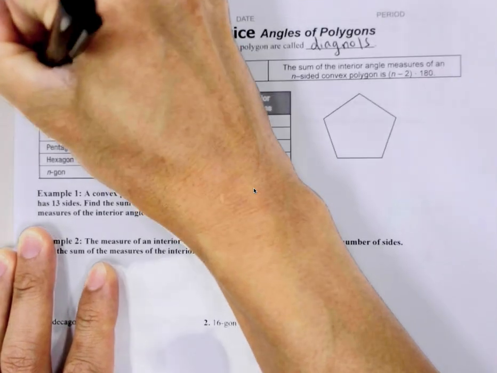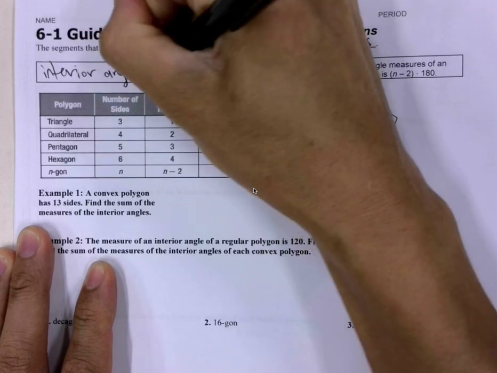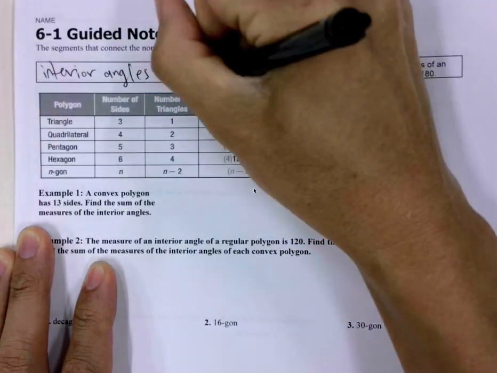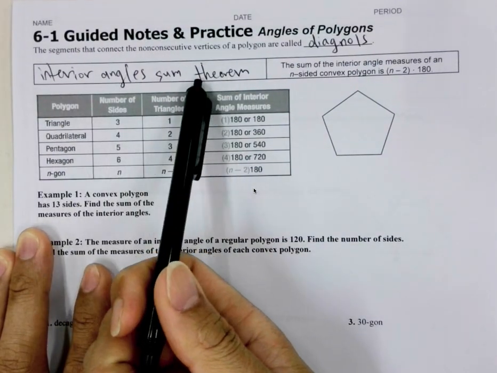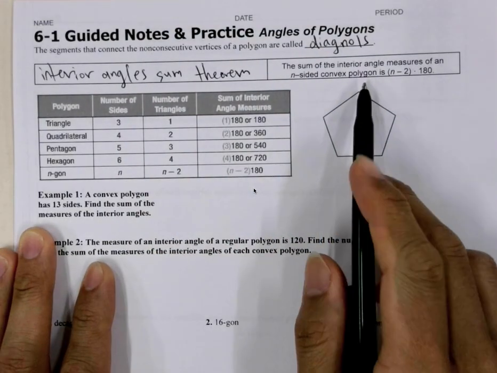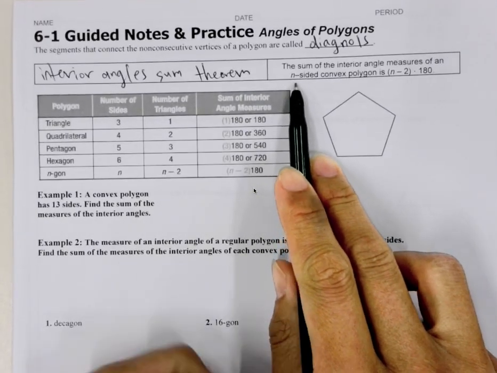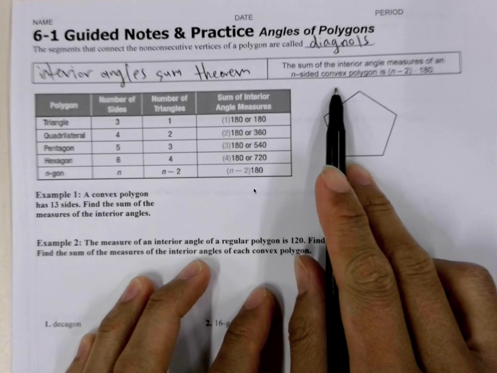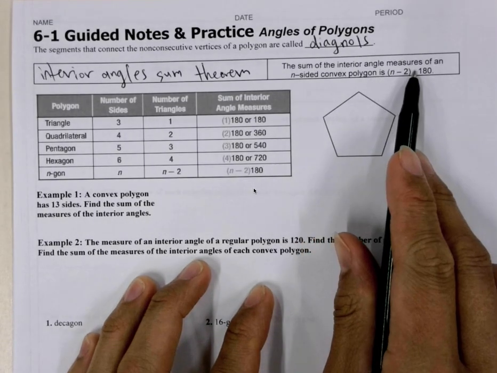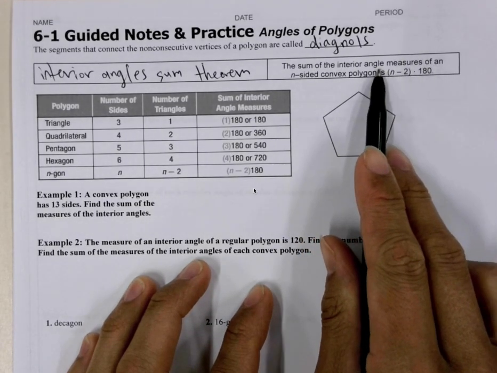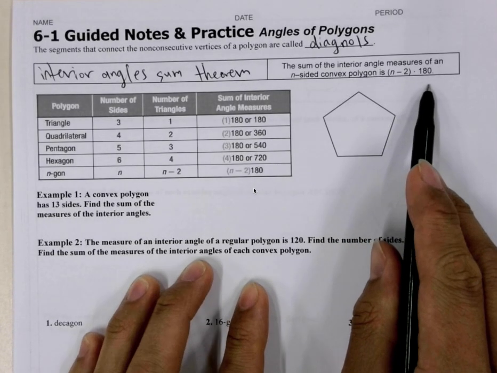Okay. So this is the interior angles sum theorem. And what does the interior angle sum theorem state? It says that in any convex polygon with n sides, the interior angles add up to this value here, which is the number of sides minus 2 times 180.